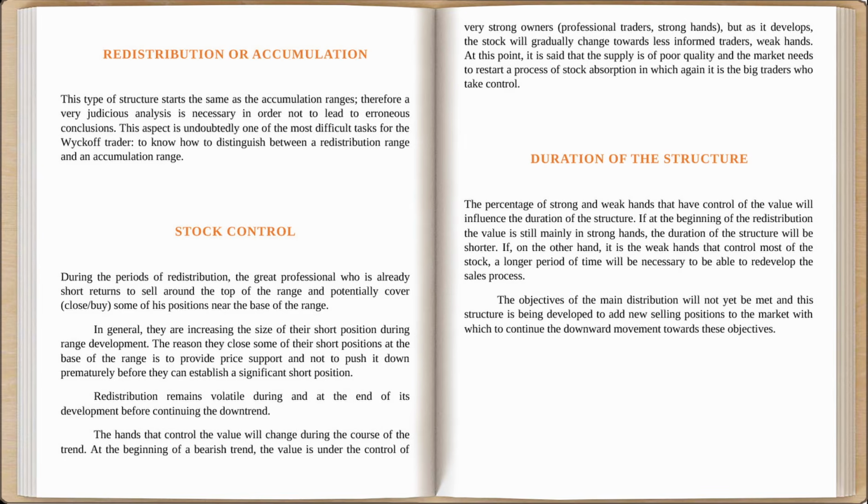Duration of the structure. The percentage of strong and weak hands that have control of the value will influence the duration of the structure. If at the beginning of the redistribution the value is still mainly in strong hands, the duration of the structure will be shorter. If, on the other hand, it is the weak hands that control most of the stock, a longer period of time will be necessary to be able to redevelop the sales process. The objectives of the main distribution will not yet be met, and this structure is being developed to add new selling positions to the market with which to continue the downward movement towards these objectives.